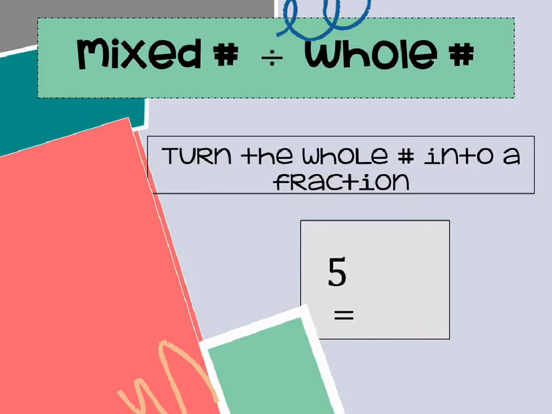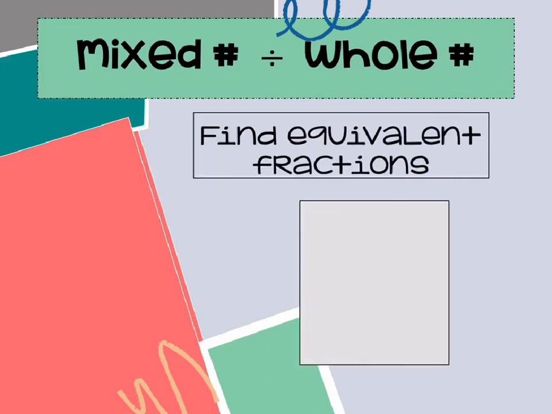You have 5. We're going to turn it into a fraction. And if you put 5 as your numerator and 1 as your denominator, it does not change the value of 5, because if you divide, you will see that 5 divided by 1 is 5. So putting 1 as your denominator is okay. Now that we have two fractions going on, we need to find equivalent fractions, because our denominators are different. So you have 6 in one denominator, and then you have 1 in the other denominator. So you need to find equivalent fractions.